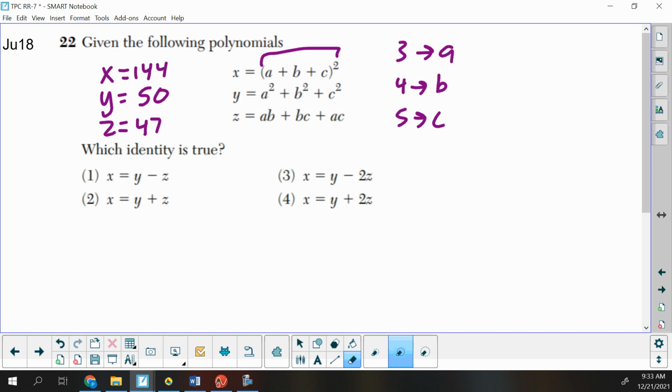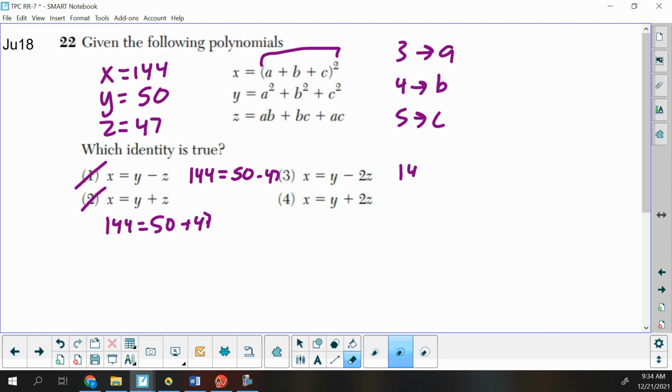So now we just need to see which of these things is true. So we need to see for x we have 144. Is that equal to 50 minus 47? Well, 50 minus 47 is 3. That's not 144. So next we'll see is 144 equal to 50 plus 47. Oops, 50 plus 47 is 97. That's not 144, so that's gone.